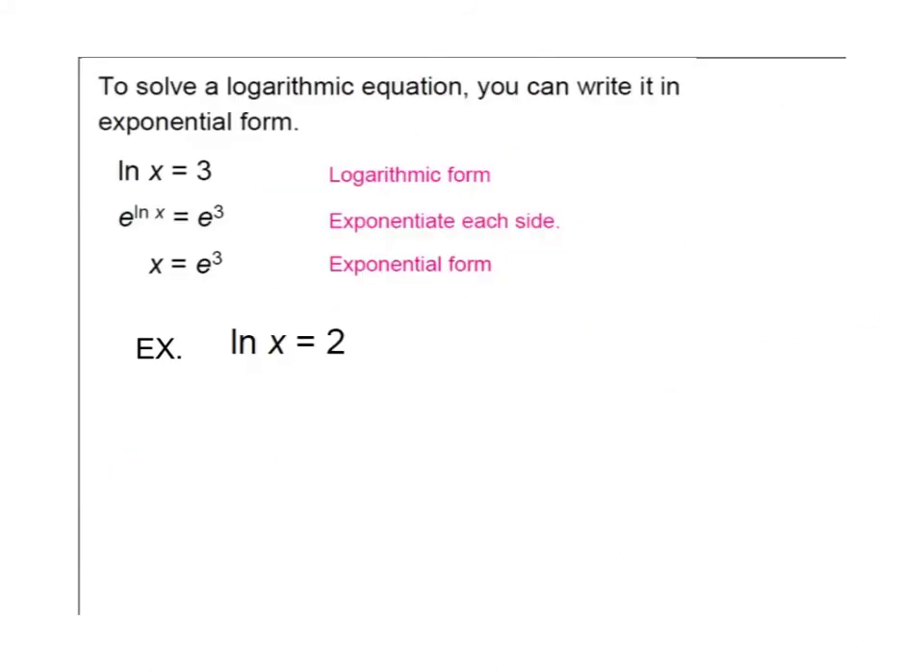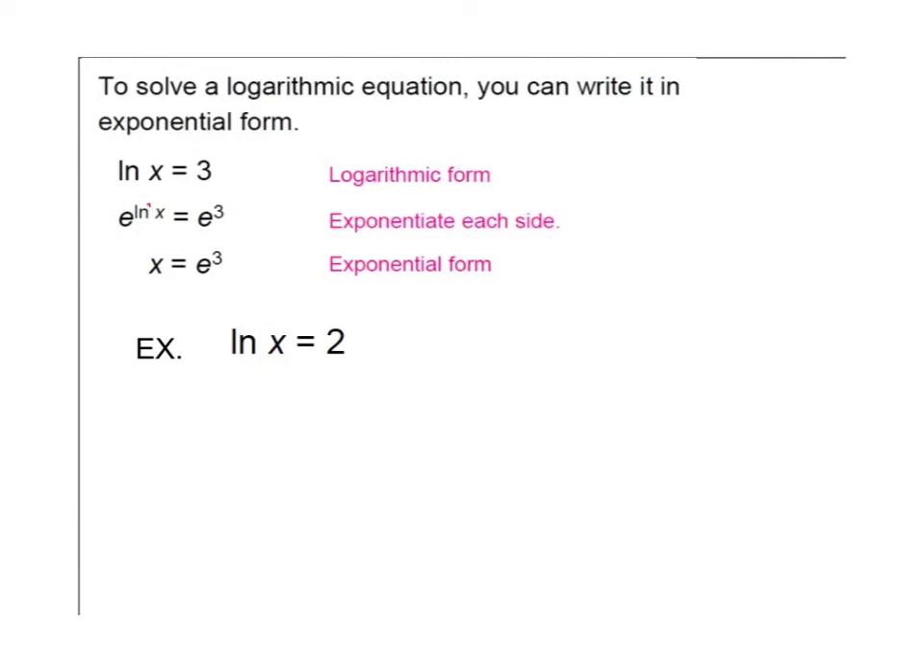I have written out here an example that you can see with the words next to it. The original equation was the natural log of x equals 3, and that's written in logarithmic form. Exponentiating each side, knowing that that's the natural log, so I'm going to exponentiate with e on both sides. When you do that, the e and the natural log are inverses of each other, so they cancel. So this is x, and then this will be e to the 3rd power.